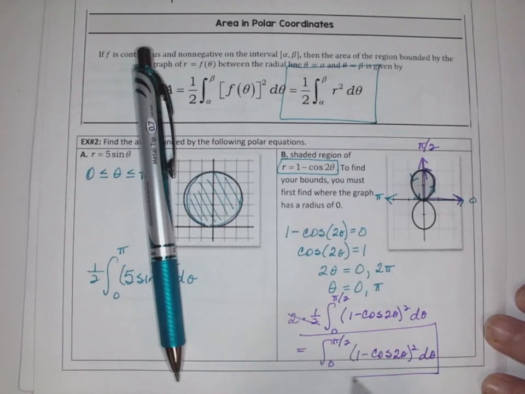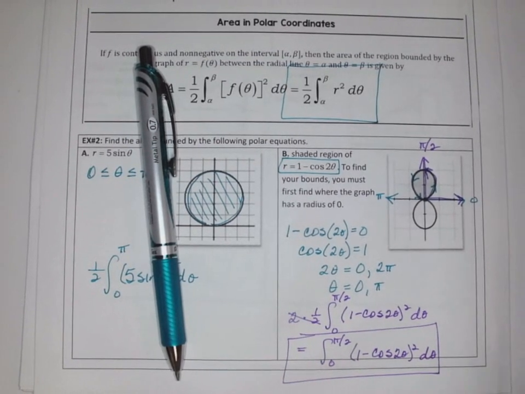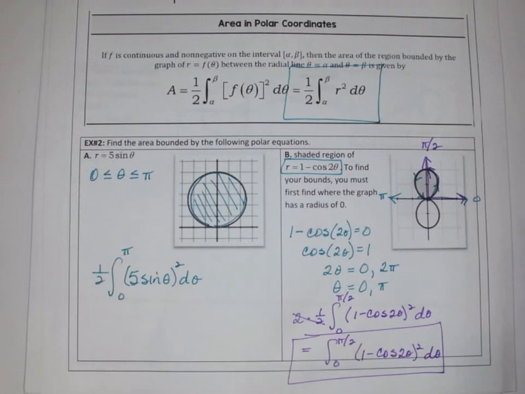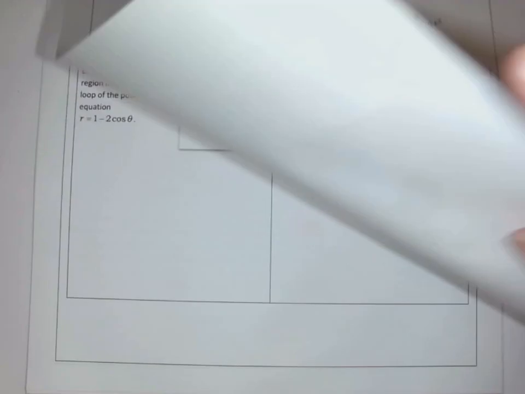And that is what you would see on the multiple choice section of the area. A lot of times these are multiple choice. You don't really calculate it, you just set it up.